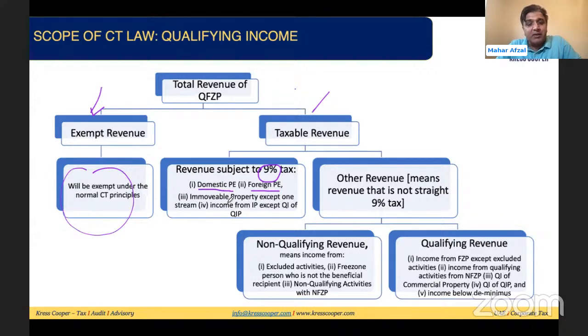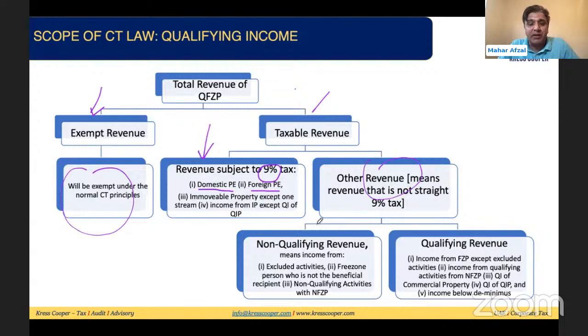Then the 4th category is qualifying income of the intellectual property, except the qualifying income of the qualifying intellectual property. Means if we are getting any income from the intellectual property other than qualifying income of the intellectual property, that will be straightforward subject to tax at 9%. So taxable income, these four incomes will be straightforward subject to tax. The rest will be the remaining income, which will not be subject to 9% tax.